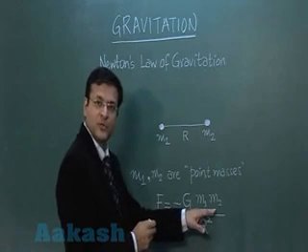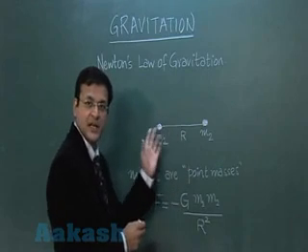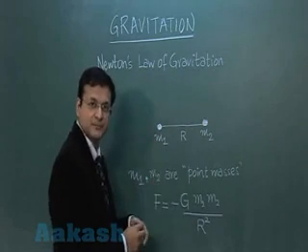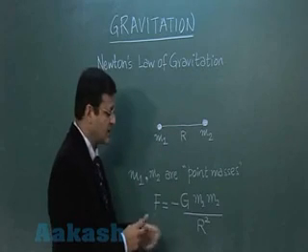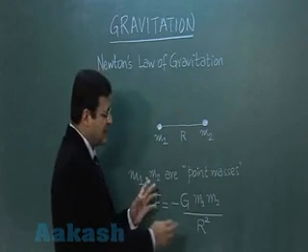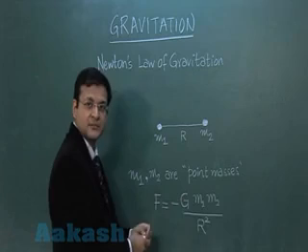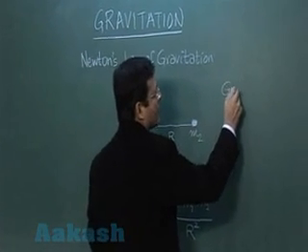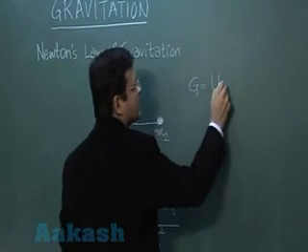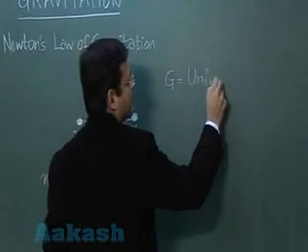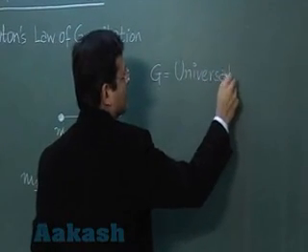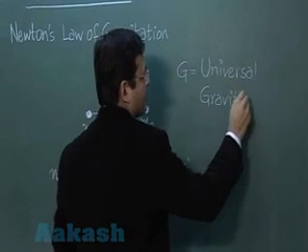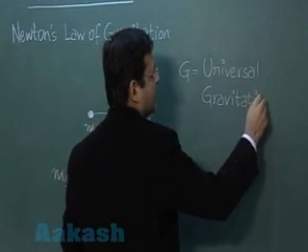This m1 and m2 which you see are point masses as you have shown already, and R is the separation between them, maybe from center to center. And there is a capital G here, which is called the universal gravitational constant.